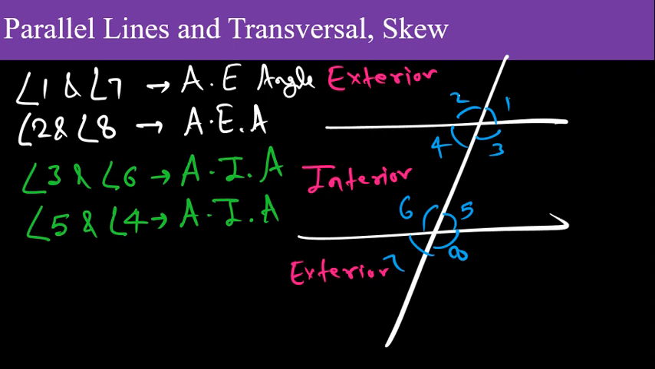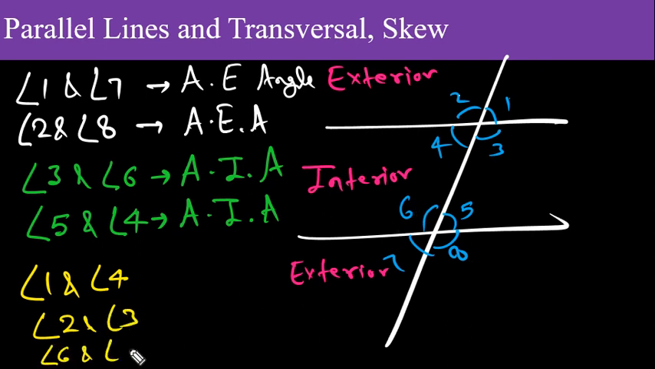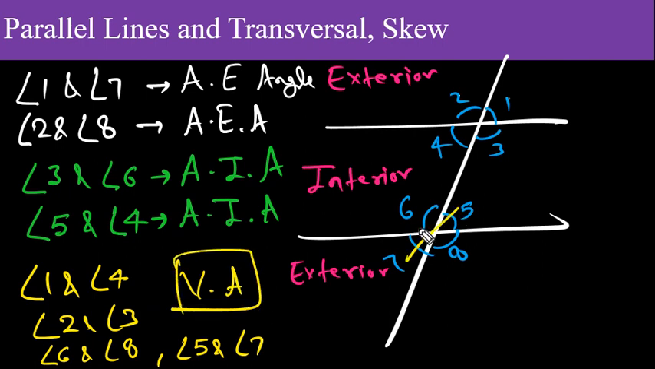Okay. Now let's discuss more. Now what about the relation between angle 1 and 4? This is called vertical angle. What do we call this? Vertical angles. 2 and 3. Vertical angles. 6 and 8. Vertical angles. 5 and 7. Vertical angles. So that is the relation between these vertical angles. Basically this, and this. These are vertical angles. Okay.